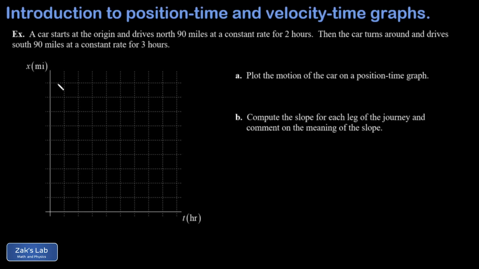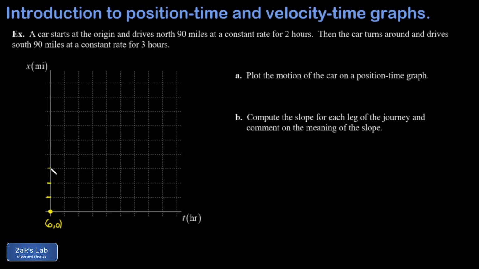The natural units for this problem are miles for the position and hours for time, and we start plotting some points on the graph. First, when the time is equal to 0, the car is sitting at the origin. That's an ordered pair, 0, 0. Next, we know that when t is equal to 2 hours, the car is 90 miles north of the origin, or 90 miles in the positive direction.